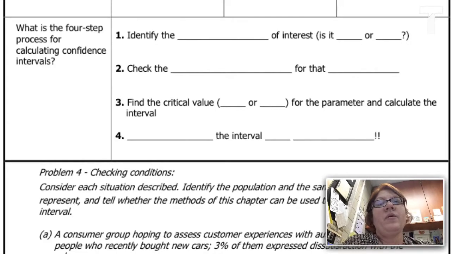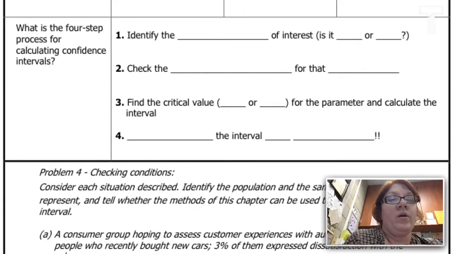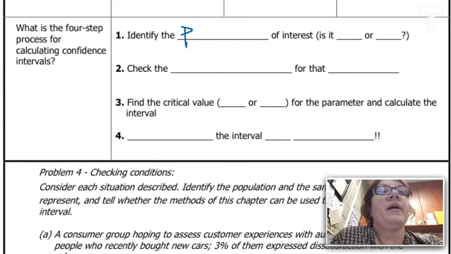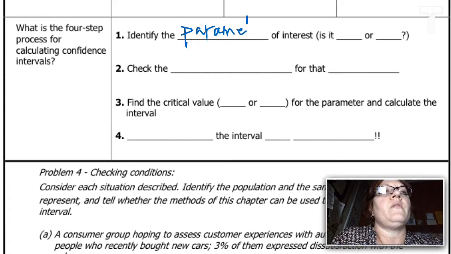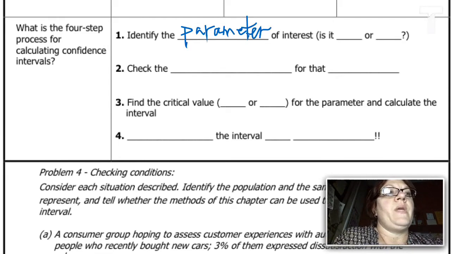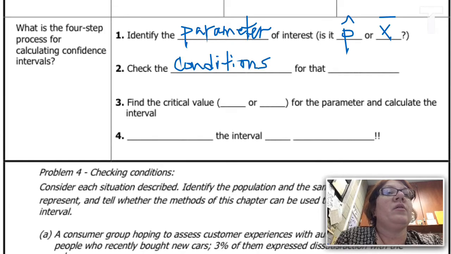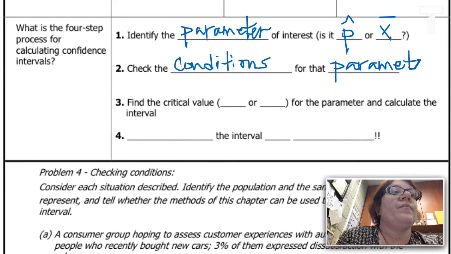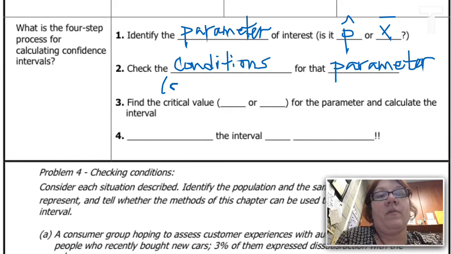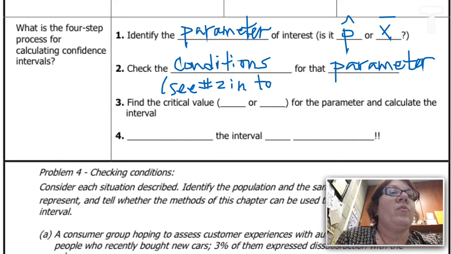So the steps for calculating my confidence interval, there are 4, and I want to start by identifying the parameter of interest. Is it a p hat or an x bar? Then I want to check the conditions for that parameter. Remember, the conditions check are a little different for p hats than they are for x bars. And for that, I'll refer back up to number 2 at the top of this page. Really, the only difference is the normality check.